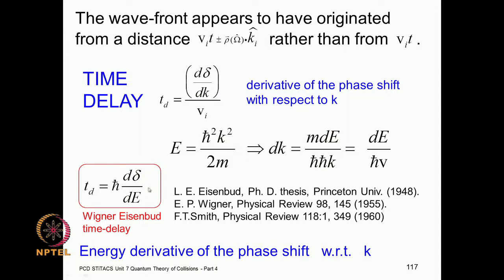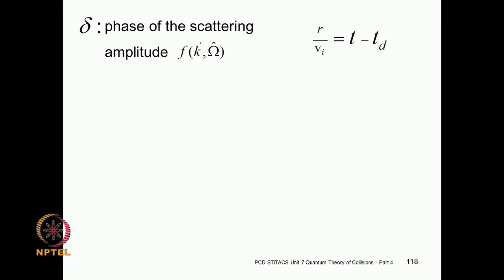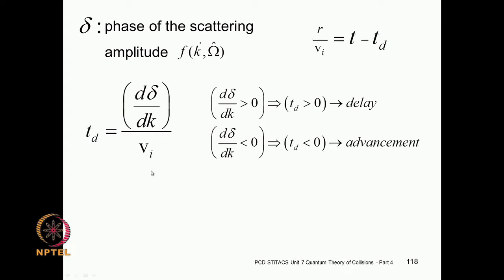time delay. It is in terms of the derivative of the phase shift with respect to energy. And of course, H cross takes care of the dimensions and other proportionalities. So, this is the Wigner time delay as we know it. This is the delta, the phase of the scattering amplitude, and it is the energy derivative of this, or d delta by dk. And you can see from this relation that if d delta by dk is positive, you have a time delay, whereas if this is negative, you have a time advancement.